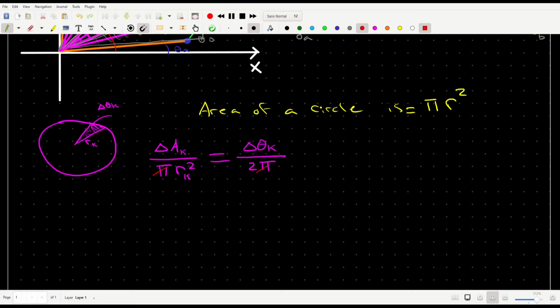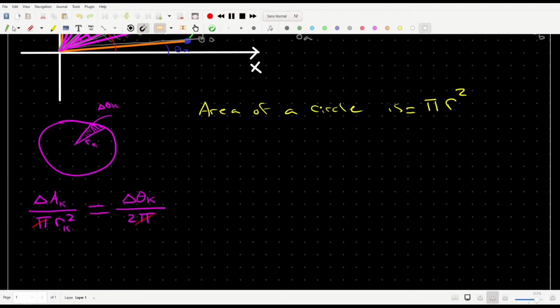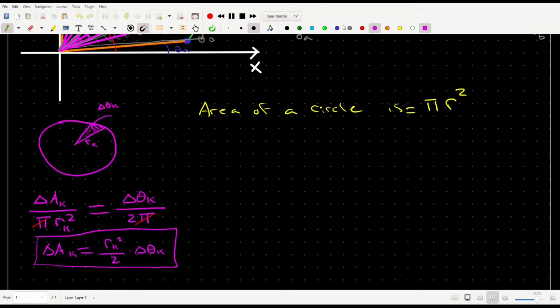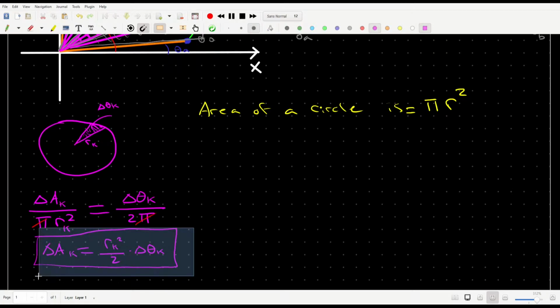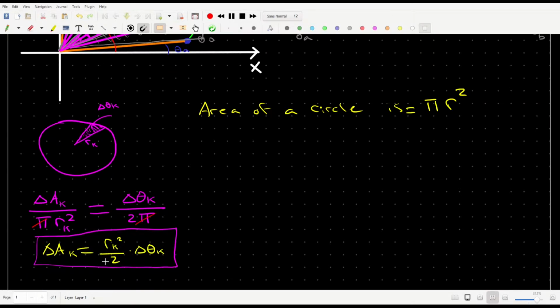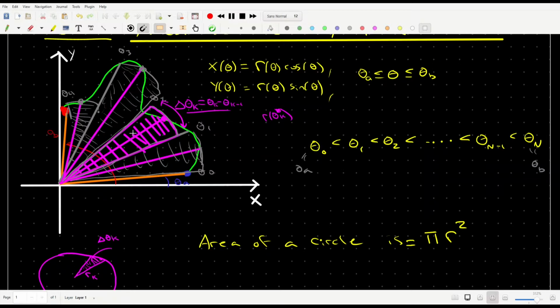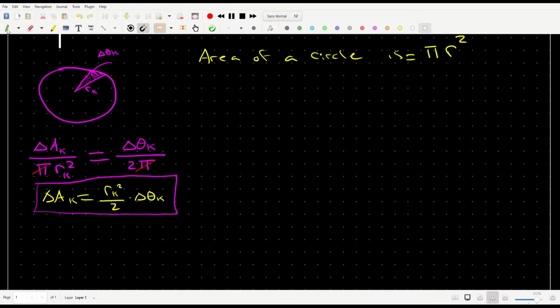What's nice about this is that the pi's cancel out, and we get an exact expression for the area of a segment: delta A k is equal to r k squared over 2 times delta theta k. This is the correct formula for an approximation of the area of each one of these segments, because r k is just r of theta k.